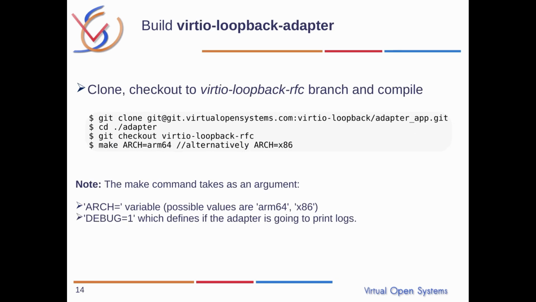The building process of the adapter is fairly simpler than the previous one. We just need to clone the source code, check out the correct branch, and call the make command to build it. There is one important flag called arch, which helps us define the desired binary architecture. There is also another flag called debug, which enables secondary logs to help developers and users understand in more detail the execution flow of the adapter.